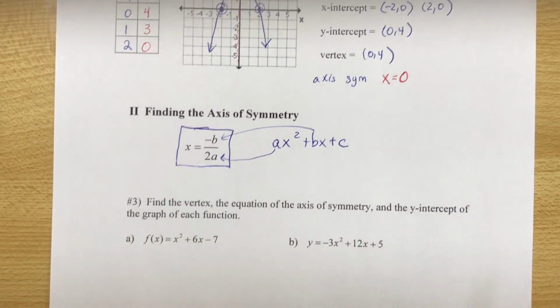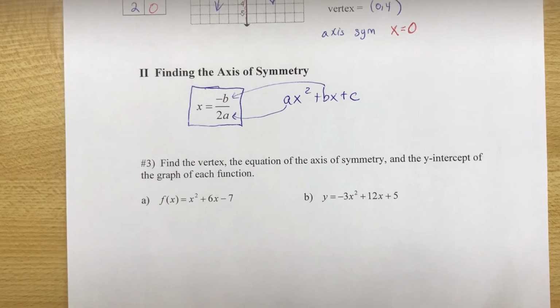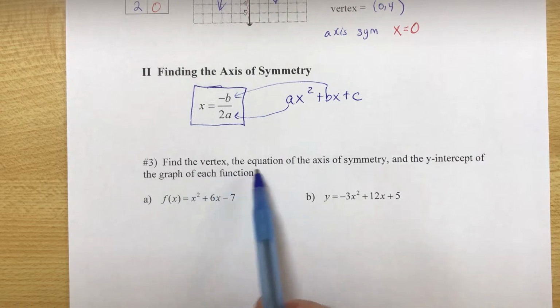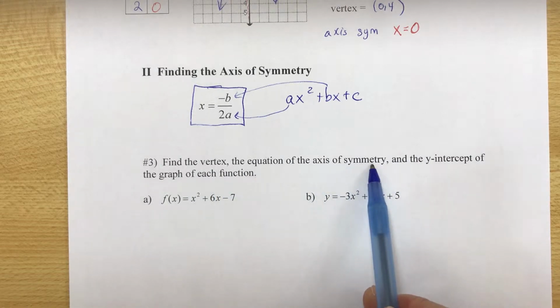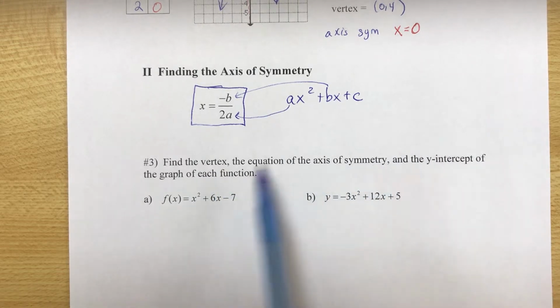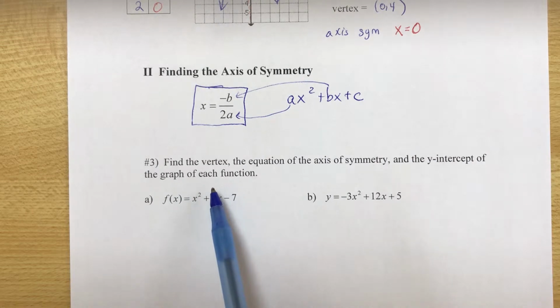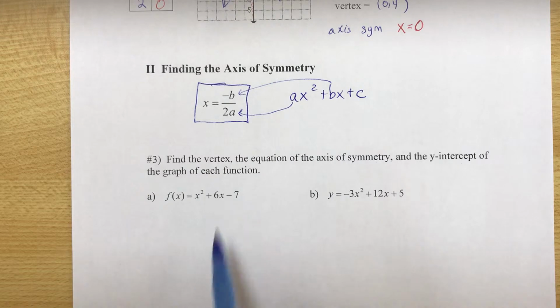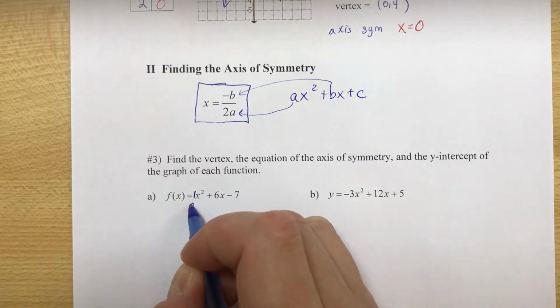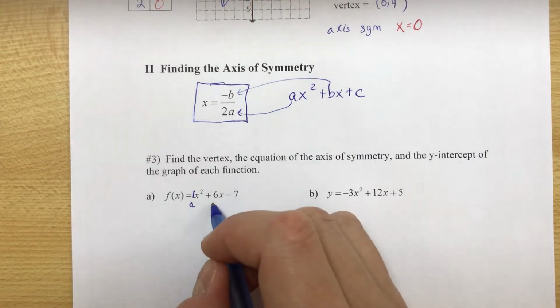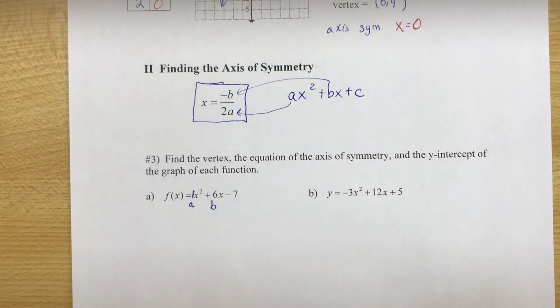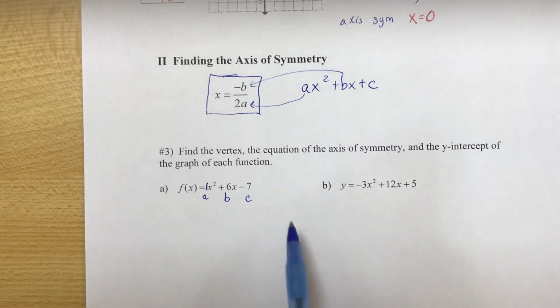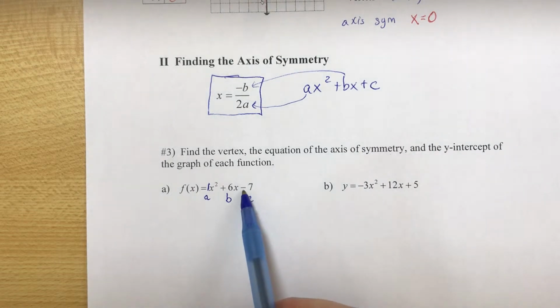All right, so let's go ahead and use that to try to help us here. Find the vertex, the equation of the axis of symmetry, and the y-intercept of the graph of each function. Okay, so we've got f of x equals 1x squared, that's your a value, is 1, plus 6, that's your b value. Now we don't need the c, the constant, but if you did, it's -7.